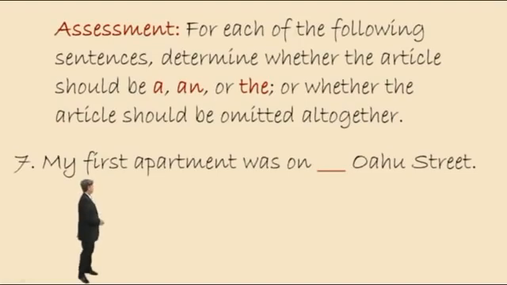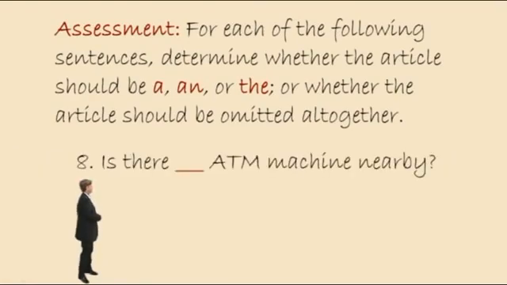Number 7, my first apartment was on blank Oahu Street. If you miss any, it may be this one, so think carefully. Are you ready? No article. My first apartment was on Oahu Street. Easy enough. Number 8, is there a blank ATM machine nearby? A vowel sound, ATM machine. Is there an ATM machine nearby?